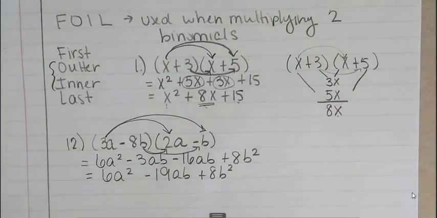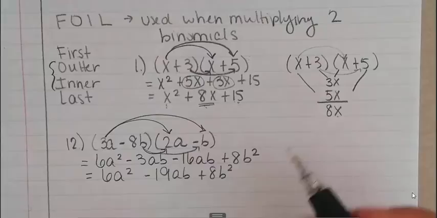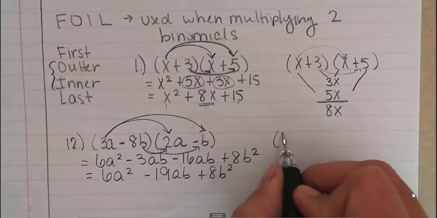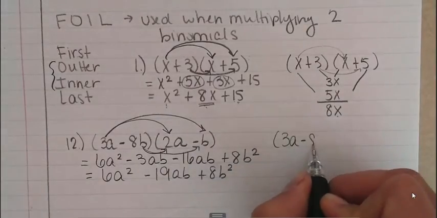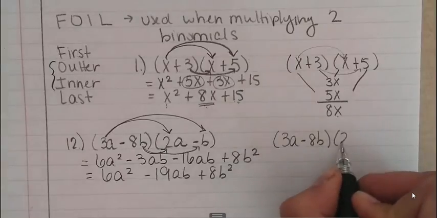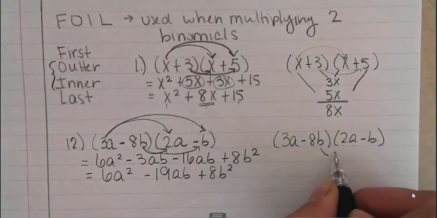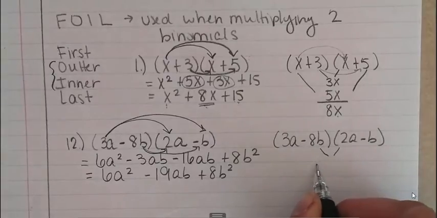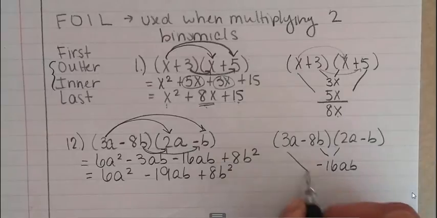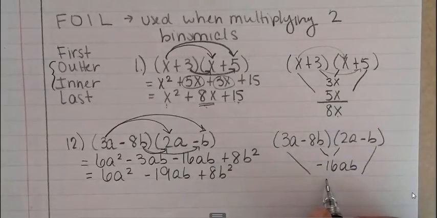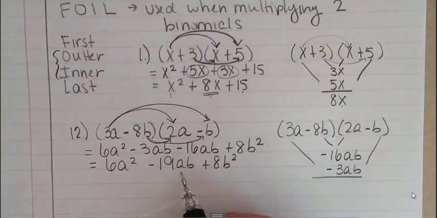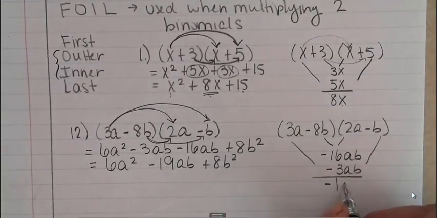So once again, just to show you the importance of those inners and outers, I'm going to rewrite this one more time. I just want you to realize that your inners give you this negative 16ab, and our outers gave us a negative 3ab, which gave us our middle term, that negative 19ab.